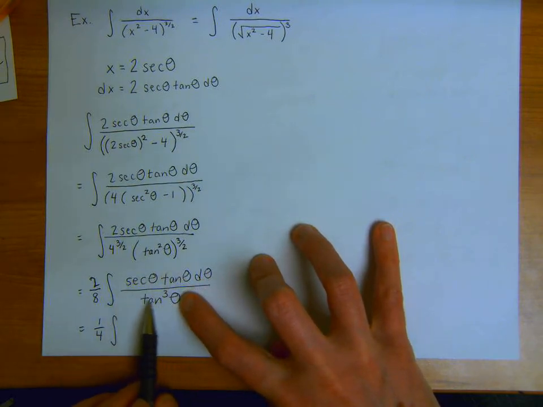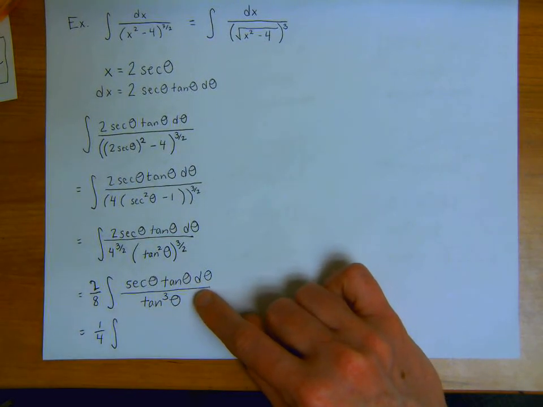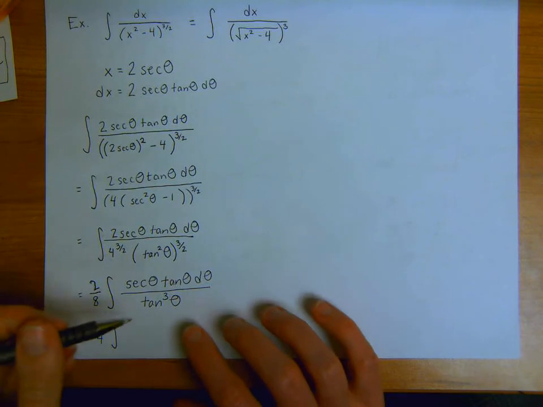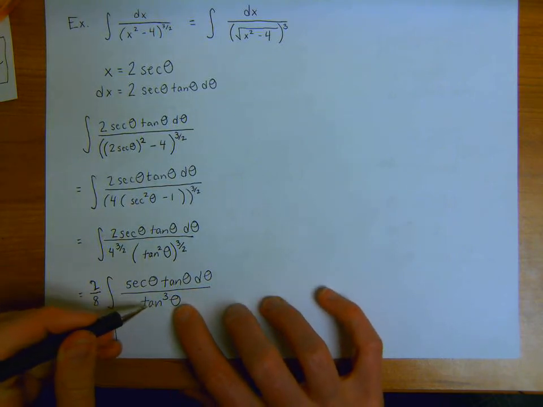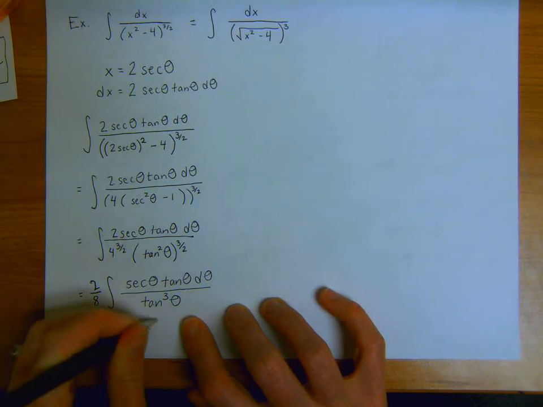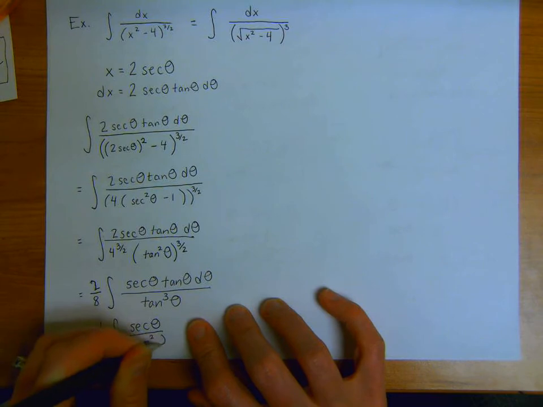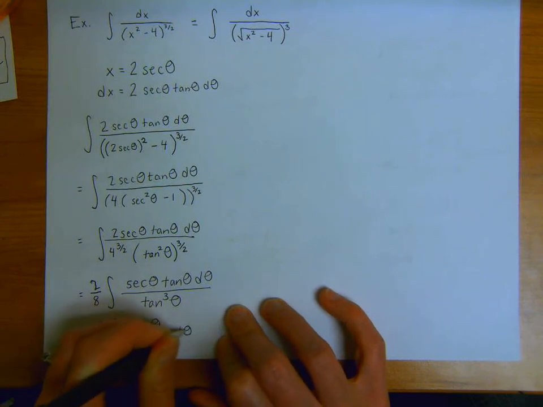Oh, what's the derivative of tangent? It's secant squared. That's not quite good enough. Maybe I should cancel out. So this becomes secant theta over tangent squared theta d theta.